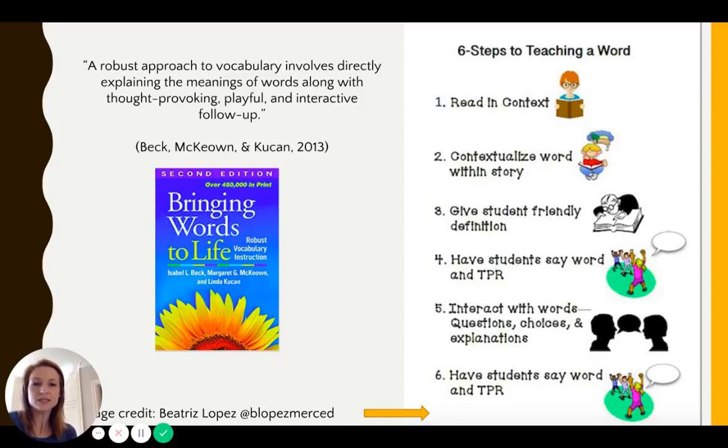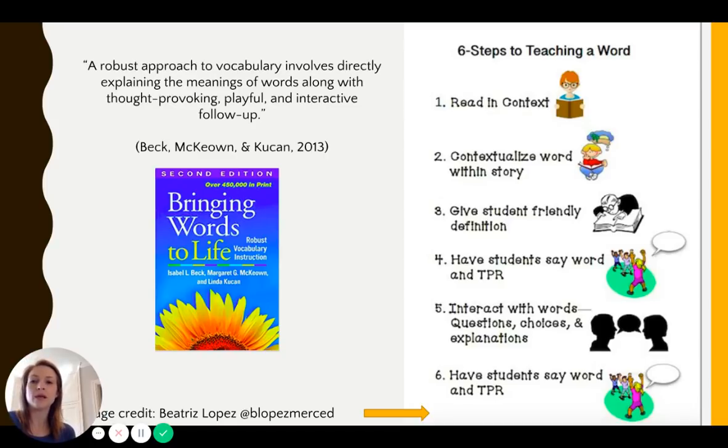Shout out to Beatrice B. Lopez, who created this cool visual, highlighting the 6 steps that are introduced in Bringing Words to Life. I don't want to go too much into detail in explaining these steps. That's a great resource. I recommend everybody read it.